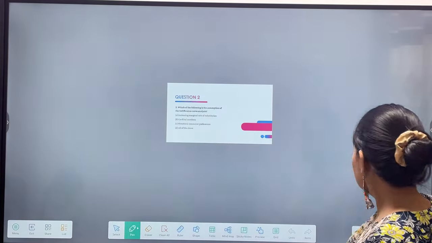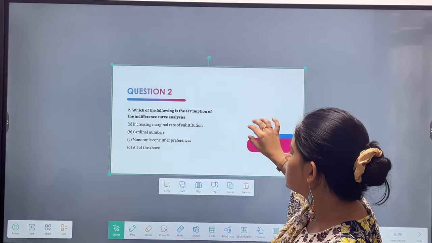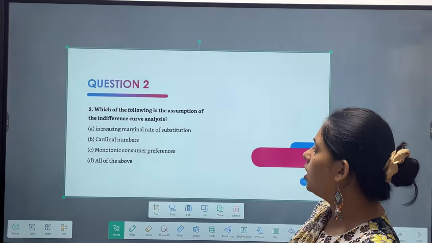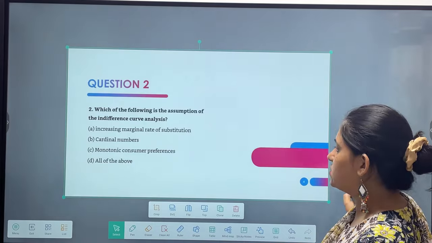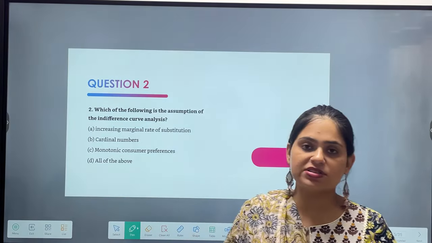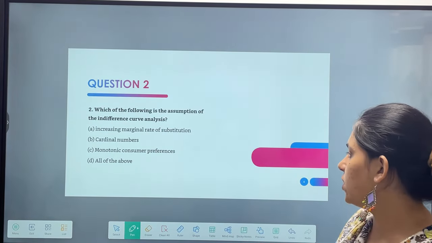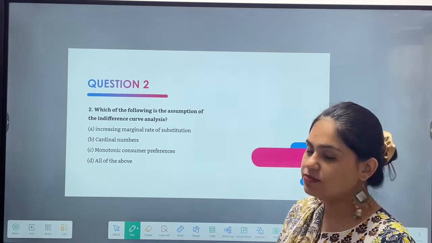Which of the following are assumptions of the indifference curve analysis? So which of these are the assumptions of the indifference curve analysis? Try to do this. Okay, you're saying C, someone is saying D. See, here is what happens.